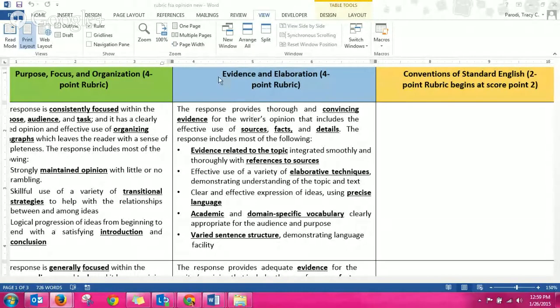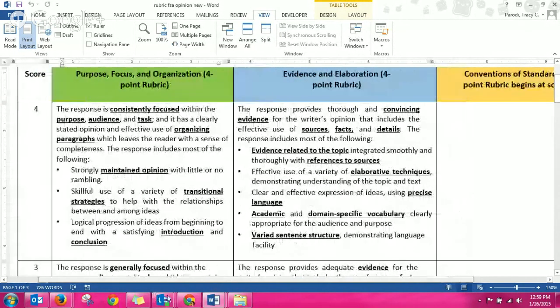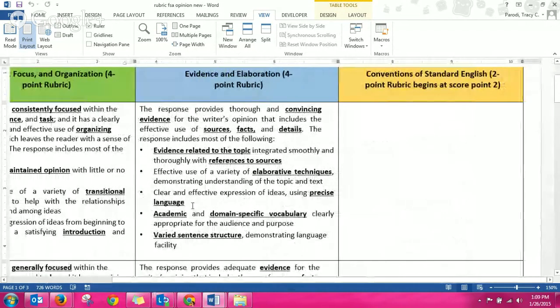Okie dokie. Now we're moving on to evidence and elaboration. This is similar to purpose, focus, and organization, only in that your top score for this one is a 4. Right there, you see the 4. So you are aiming to get a 4 on this. And these are the ways that you'll get a 4. So let's take a look.